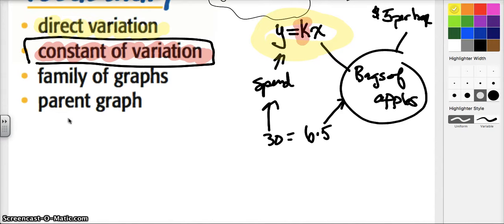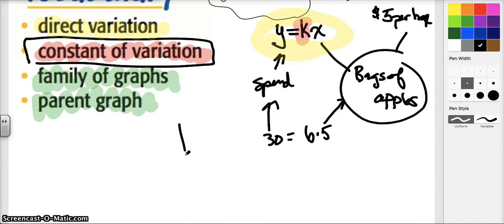The next concepts that we have here, we're not going to deal with directly a whole lot in this particular section, but it's going to be so important as we move through our algebraic and also just honestly math journey for the next several years. So family of graphs refers to graphs that have a similar characteristic.